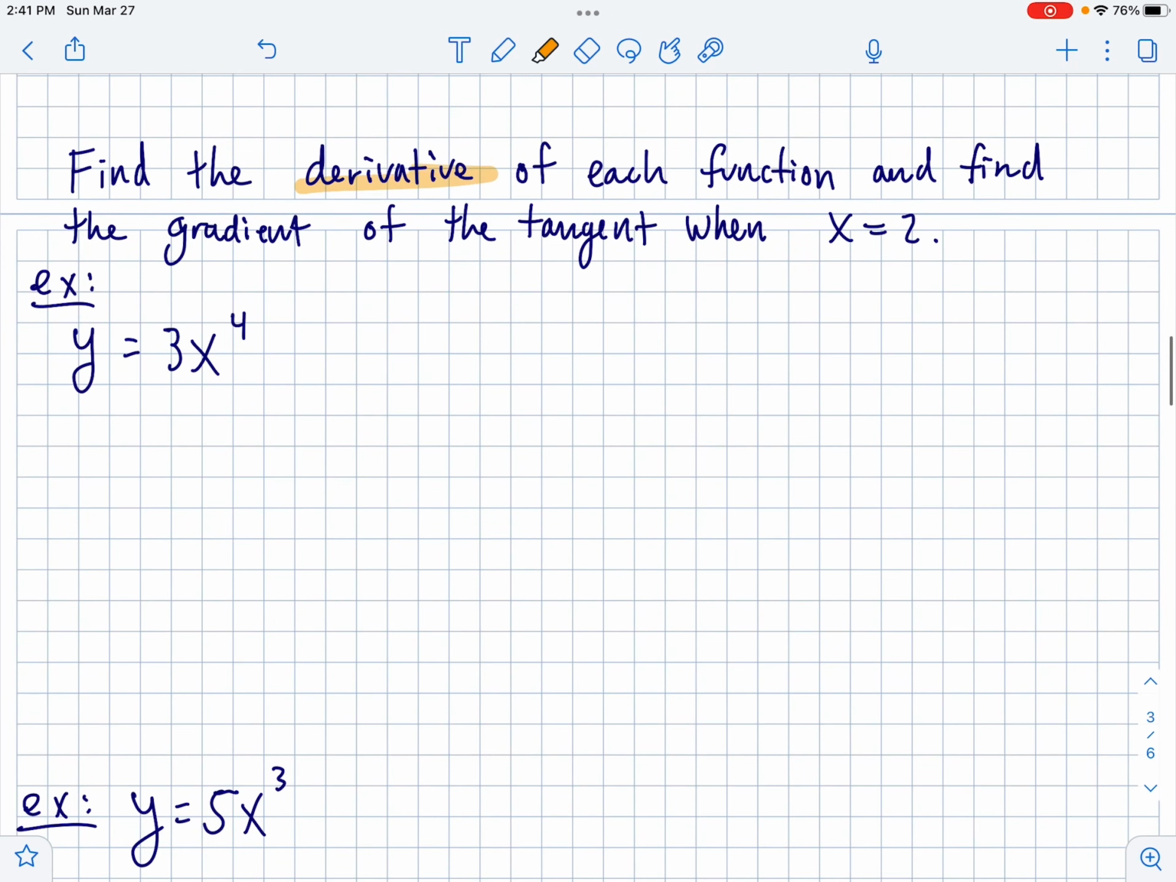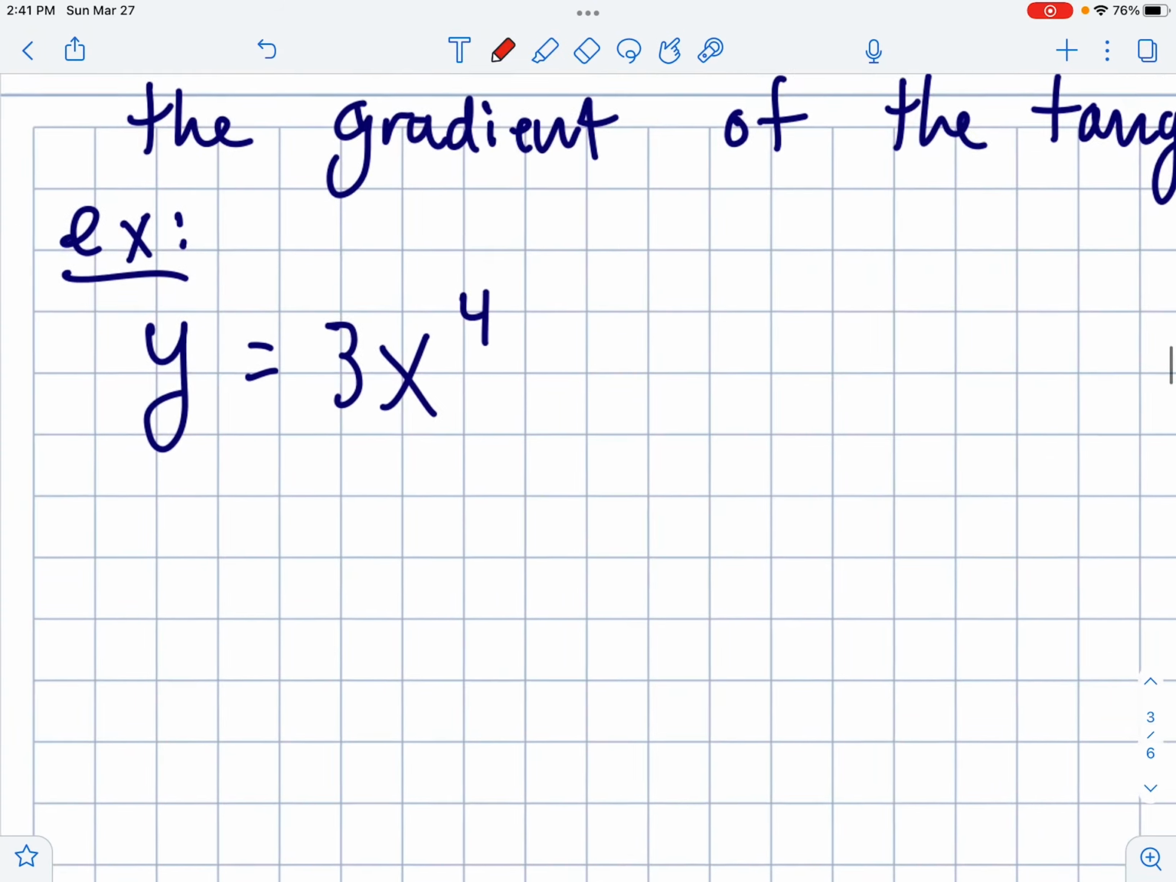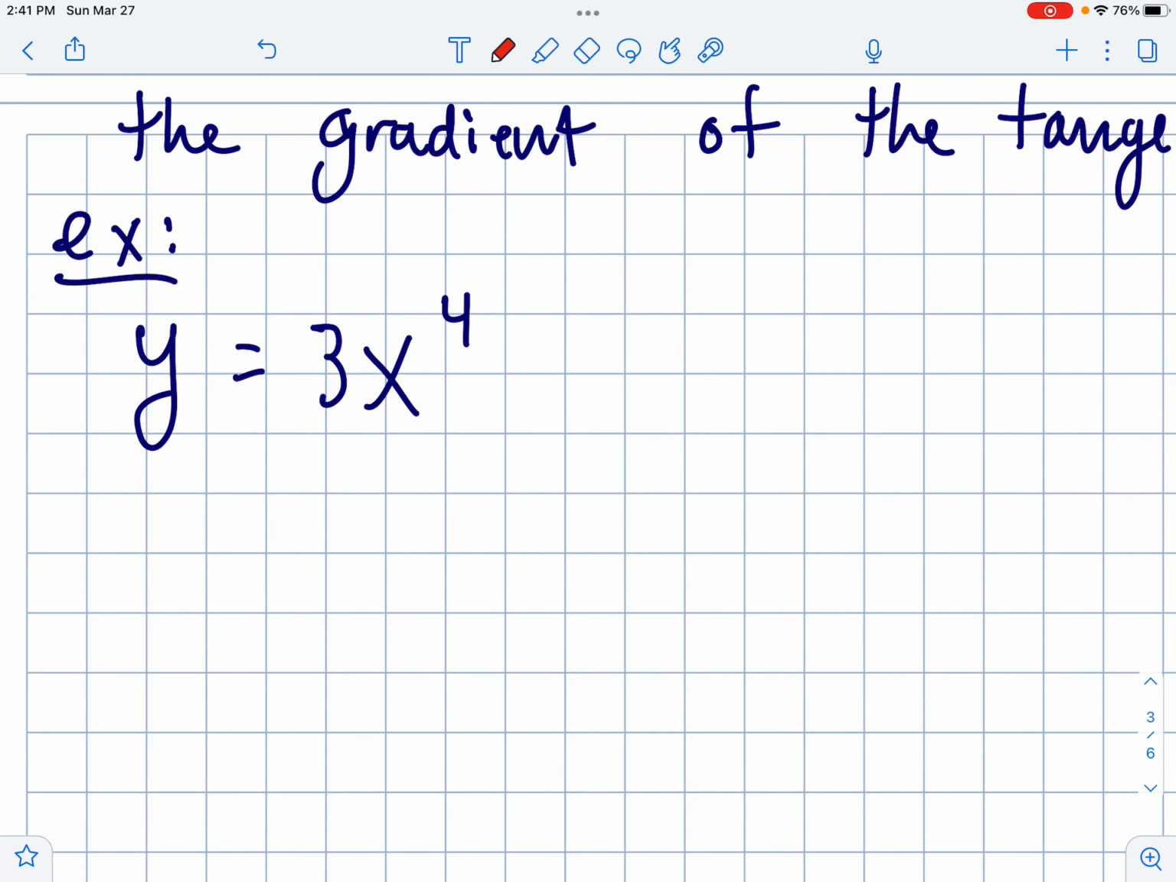Let me show you an example. It's going to make way more sense if I start using numbers. For each of these problems, we're going to find the derivative and then use that derivative to find the gradient of the tangent when x is equal to 2. So, first, to find a derivative.